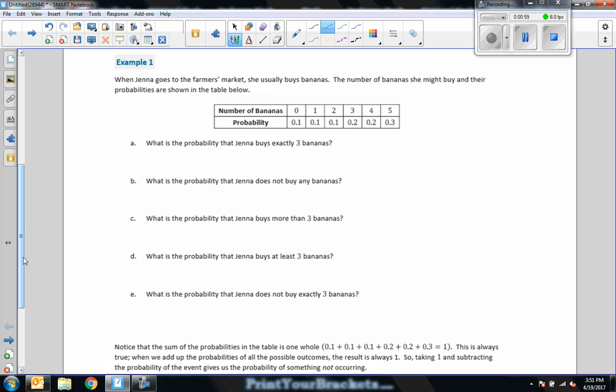So here's example 1. When Jenna goes to the farmer's market, she usually buys bananas. The number of bananas she might buy and their probabilities are shown in the table below.